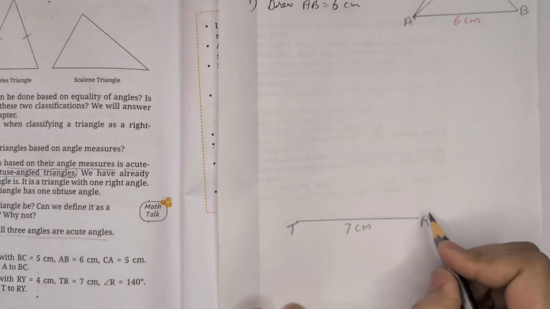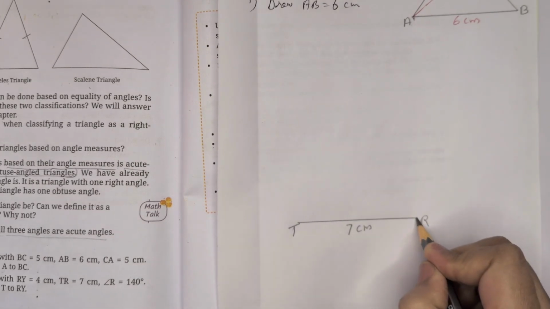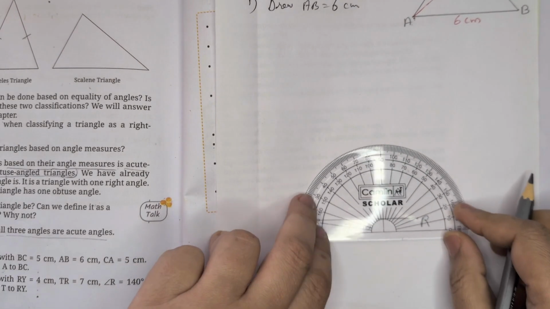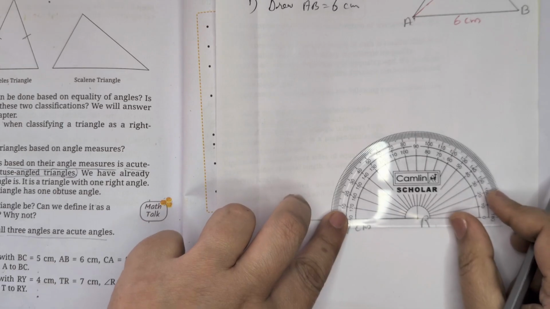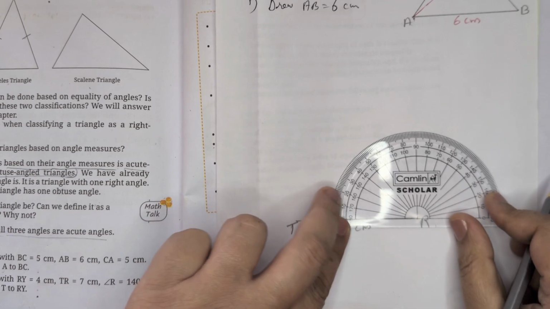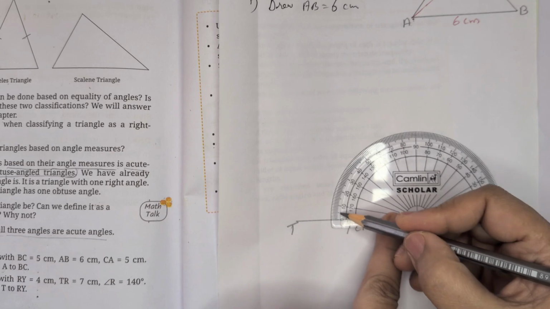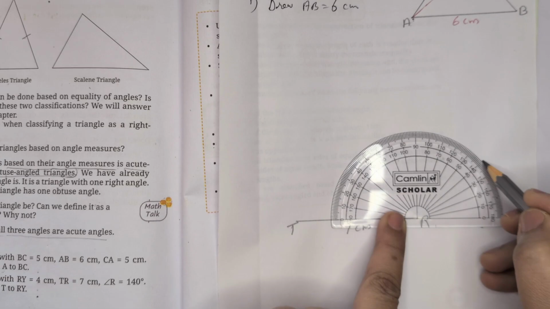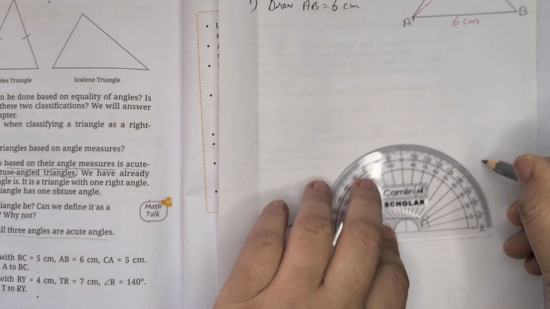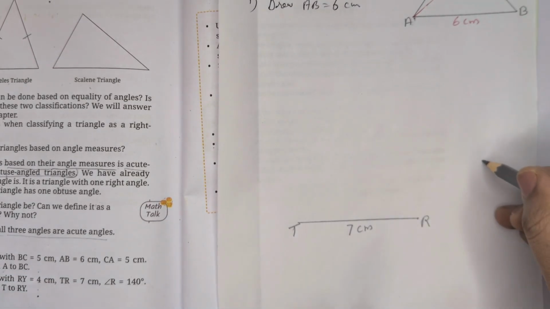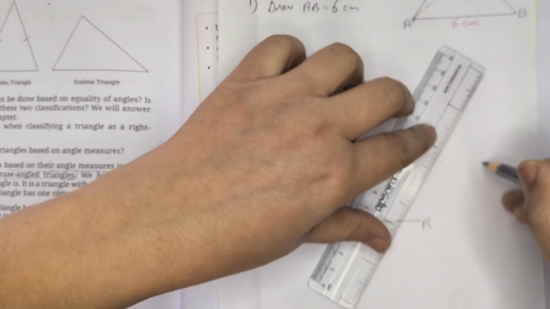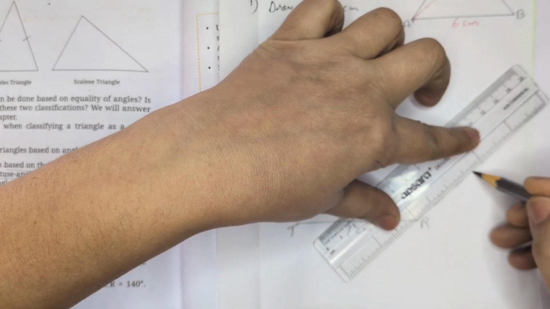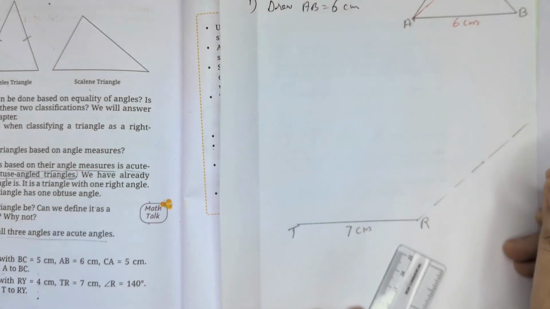Then angle R is 140 degrees, which means this angle is 140 degrees. For that, we have to take the protractor, keep R as the center, and 140, which means from this side, 0, 10, 20, 30, 40, 50, up to 90, 100, up to 140 is coming over here, 140 degrees. And join that with R. You can draw that by a dotted line, like that way that line is going.